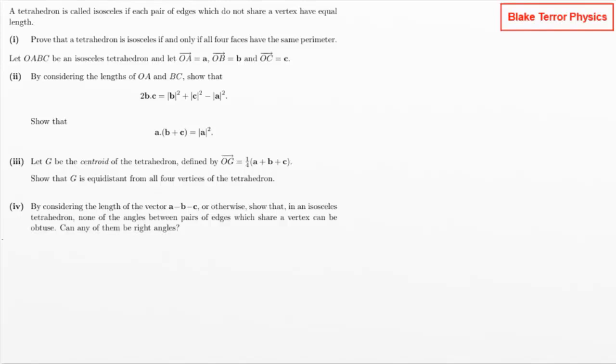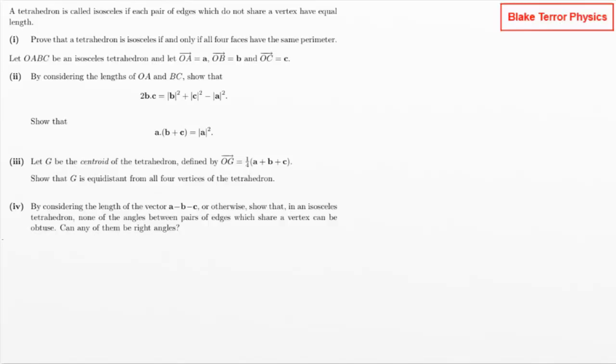Hello, this is question 8 from the Step 2 paper from 2023. We've got a tetrahedron, and a tetrahedron is called isosceles if each pair of edges which do not share a vertex have equal length. Okay, I might have to think about that again in a minute.